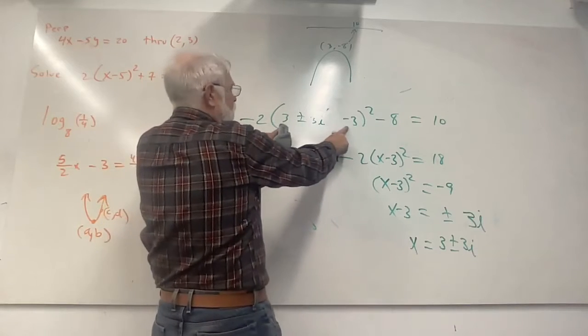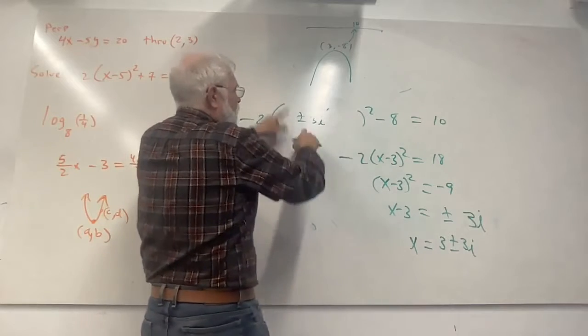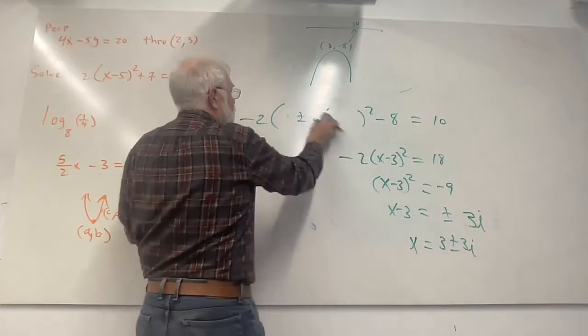Oh, what happens to the 3's? 3 and minus 3 cancel. What do I get when I do 3i squared? I get 9i squared.